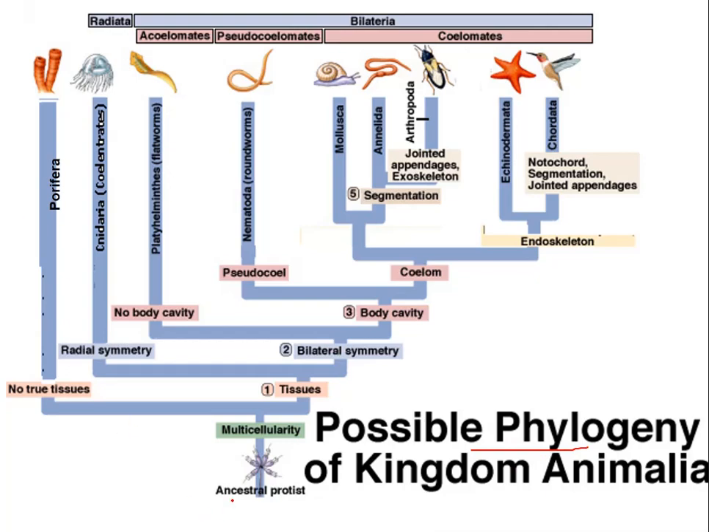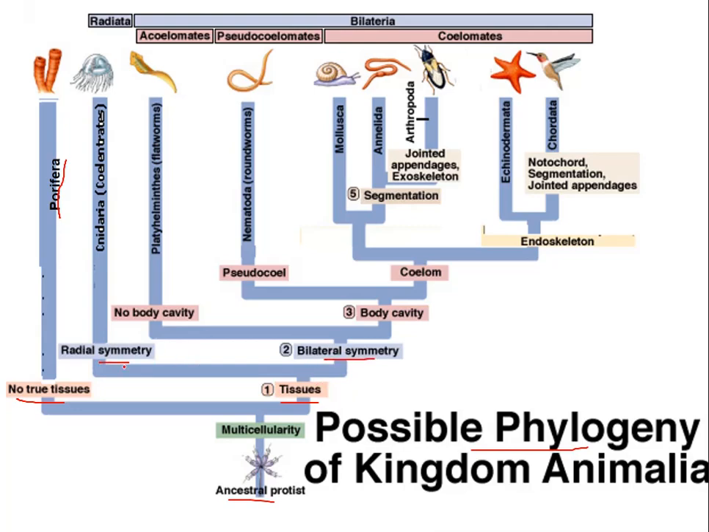You can see that here it has been proposed to start from the ancestral protists. And then animals evolved by having multicellularity with tissue. Some animals have tissue and some do not have true tissue. This is meant for the phylum Porifera, which is sponges. Those animals that have tissue are then subdivided based on their body symmetry.